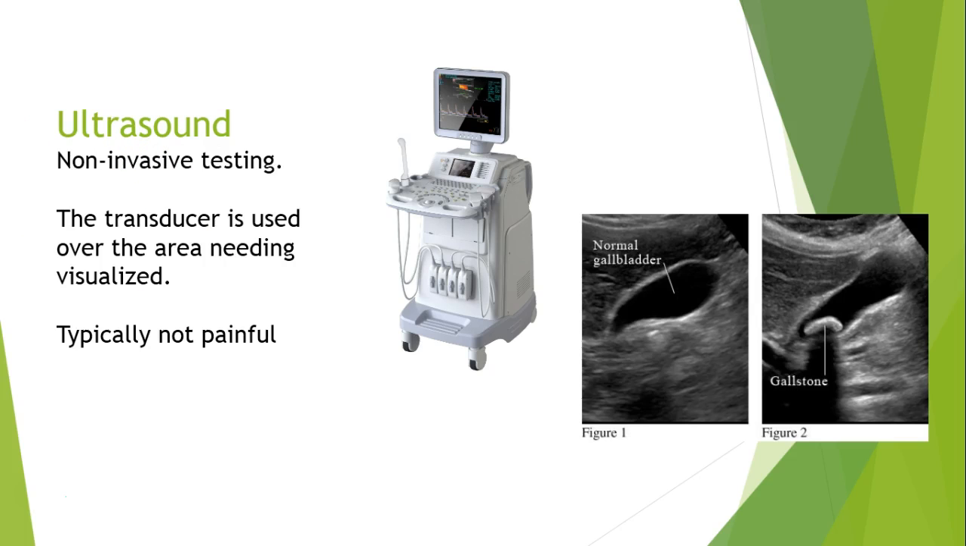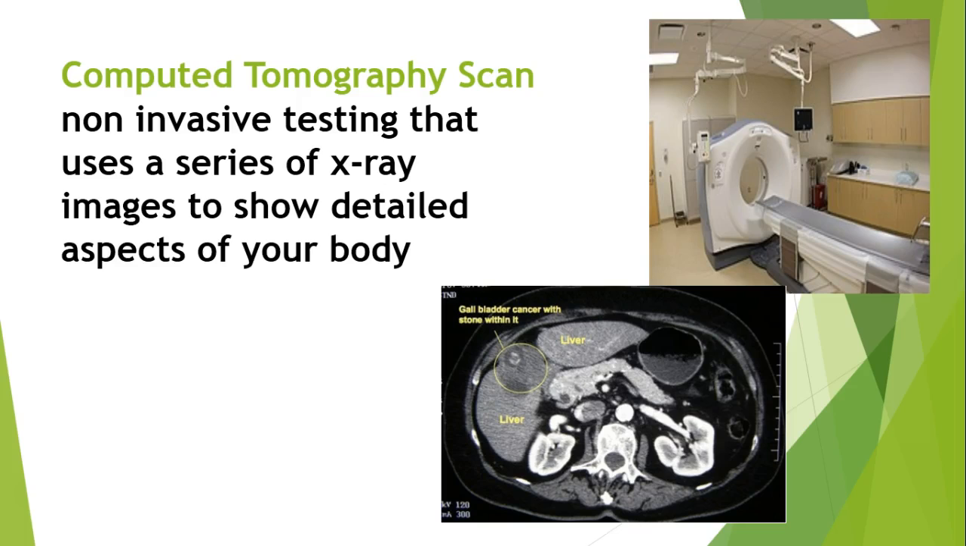So all an ultrasound is, you can see this transducer, which is this probe right here. The transducer is placed on the abdomen and bounces high-frequency sound waves off structures in the belly. So here's an ultrasound of a normal gallbladder right on this side, and then you see a gallbladder with gallstones on this side. And I say typically not painful. The test itself is not painful, but sometimes that transducer is placed over an area that is painful, so patients may complain of pain just because they are having a gallbladder attack.